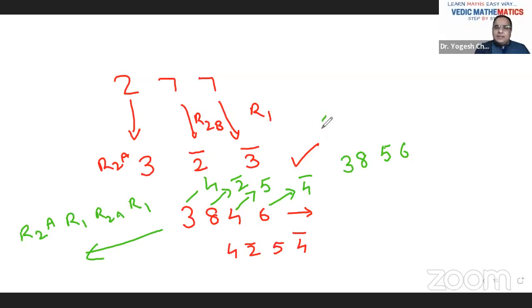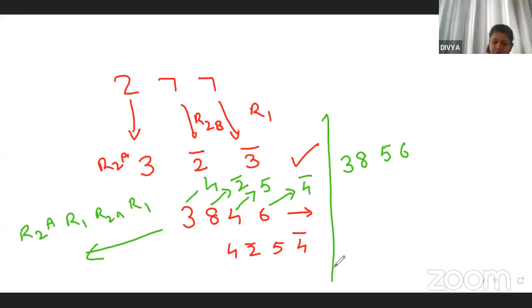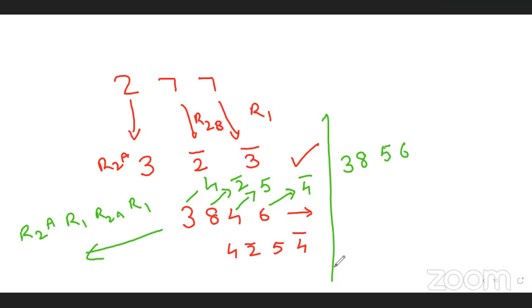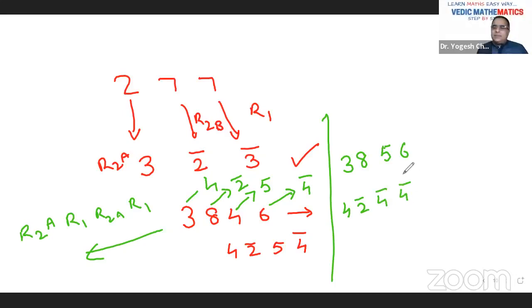Now what is the answer? So 6, 5, 8, 3. We'll apply the same, 4 bar. Sir, the answer is 4, 2 bar, 4 bar, 4 bar. Yes, Divya?